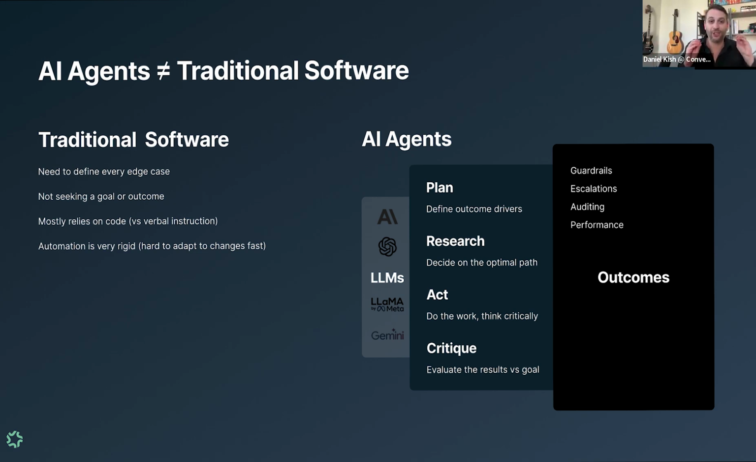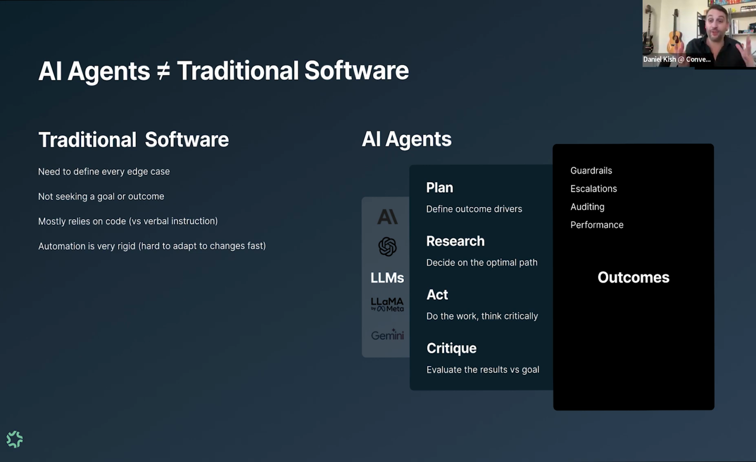But the thing that makes an AI agent unique is that they're kind of like the goal seek function in Excel. For anybody who's used Excel before, you know that the goal seek function is all about an outcome and how are all the variables that I can optimize in order to get to that outcome. That makes them super powerful, means that we can interact with them with natural language, but it also makes them very uncertain and in some cases dangerous. You need to have good guardrails. You need to have good escalations. You got to audit what they're doing and make sure that they're like performing.